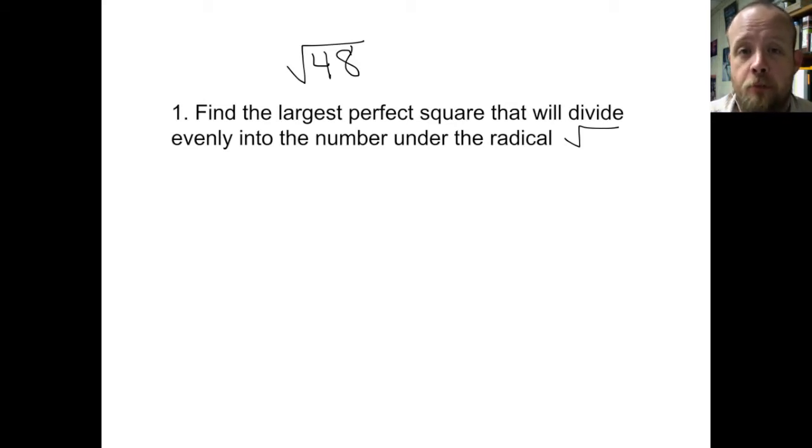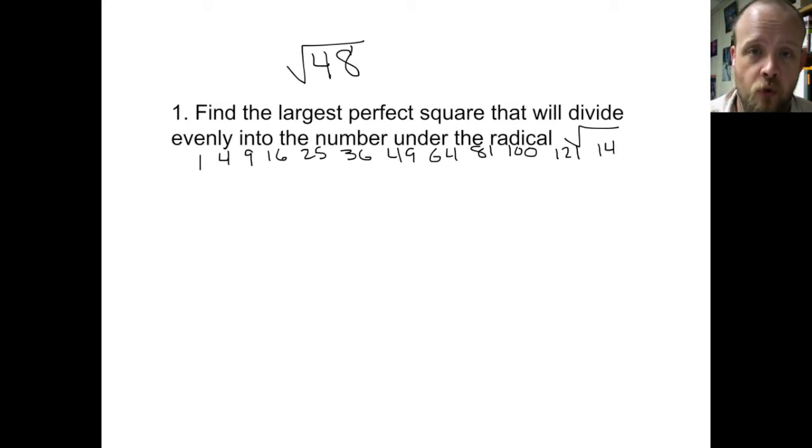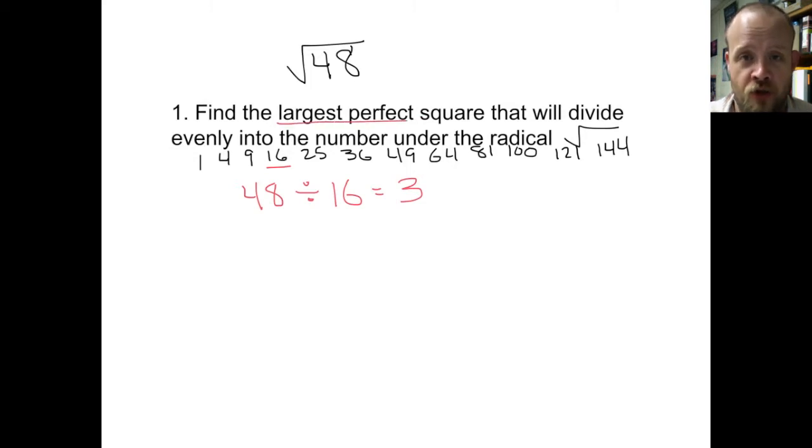So hopefully you remember our perfect squares: 1, 4, 9, 16, 25, 36, 49, 64, 81, 100, 121, and 144. Those are the 1 through 12 squares that you should have memorized by now. In this case, if you're looking at 48, the largest perfect square that divides it and gives you a whole number back is 16, which gives you 3. So 16 is our largest perfect square.